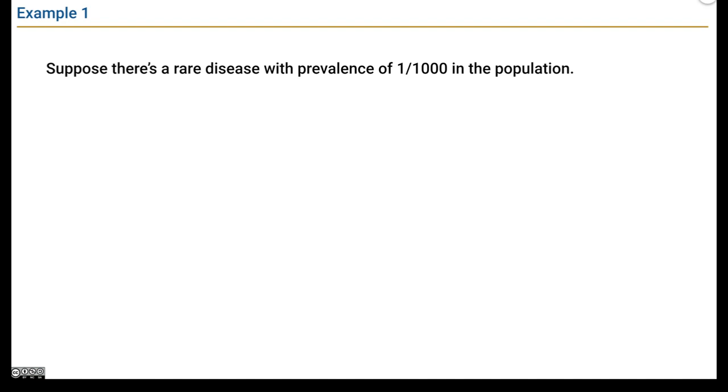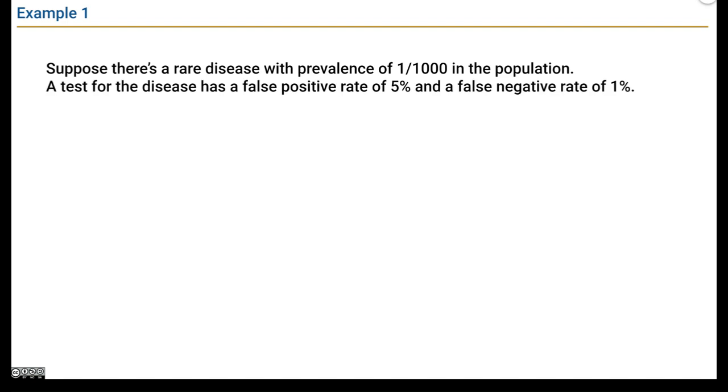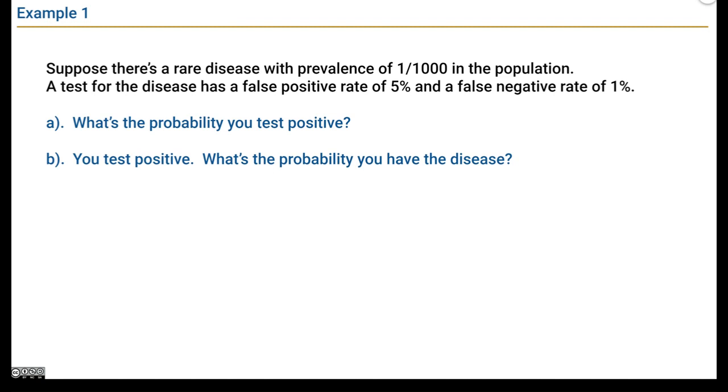So here's an application where we may be interested in Bayes' theorem. Suppose I tell you there's a rare disease that has a prevalence of 1 in 1,000 in the population. There's a test for the disease, but it has a false positive rate of 5% and a false negative rate of 1%. What's the probability you test positive? That's my first question. And then let's suppose you test positive. What's the probability you have the disease?